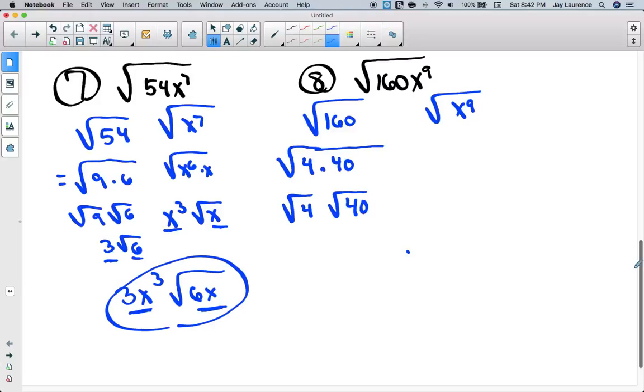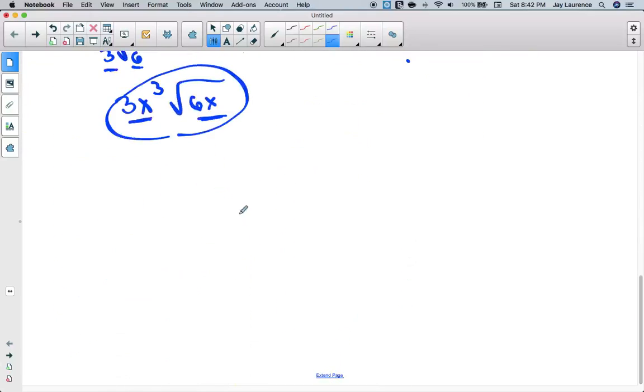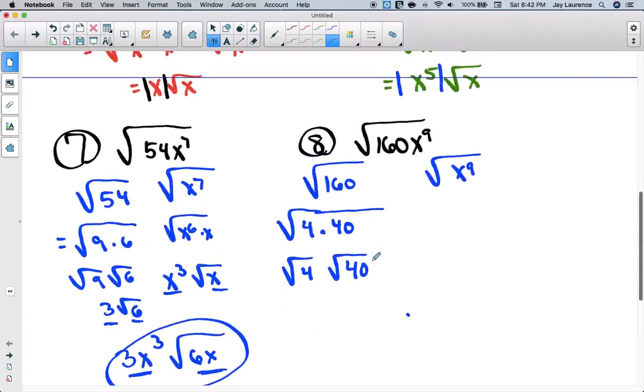So I'm going to come down here, and I'm going to do 40. I'm going to break it down into its prime factorization. 5, that's prime, times 8. Look at that. There's a 4. There's another perfect square factor. Oh, how silly of me. 16 would have been the number I wanted. But let's pretend like I didn't know that, okay? And I'm going to keep going.